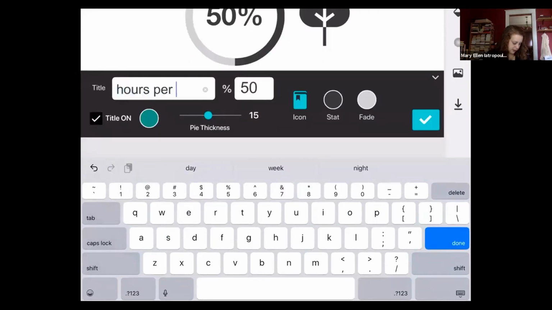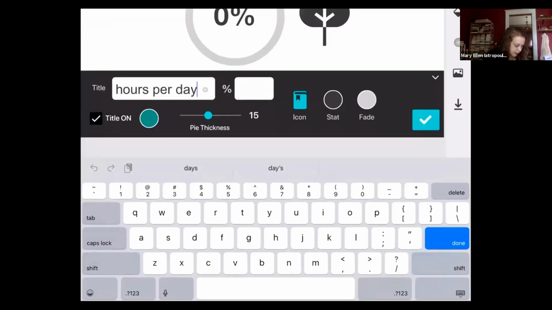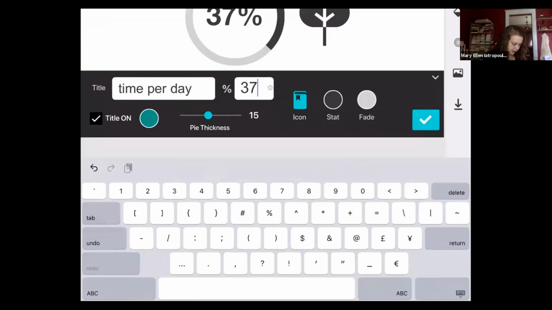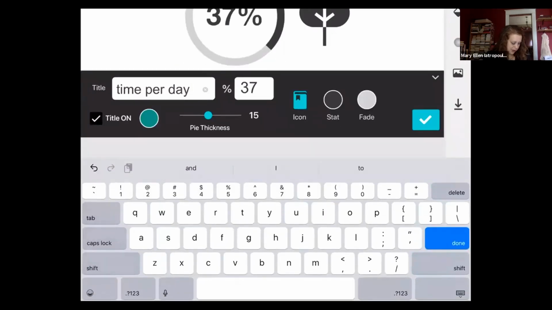hours per day. Oh, nope. Actually, no, it's not hours per day that I am measuring. It's time per day, because it's a percentage, not a number of hours. Time per day, that would be 37. And then I need to get even more specific, don't I? It's time per day on a phone.